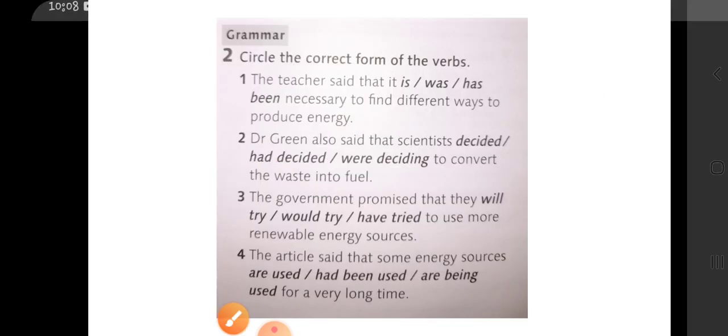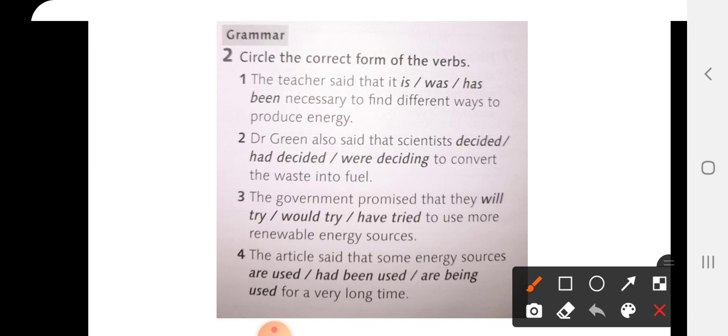Now let's move to the next exercise. Here we have a grammar exercise. Now, according to what we have learned from the reported speech, okay, we have to choose the correct answers for each sentence. And again, we have to what? To recall some items here.